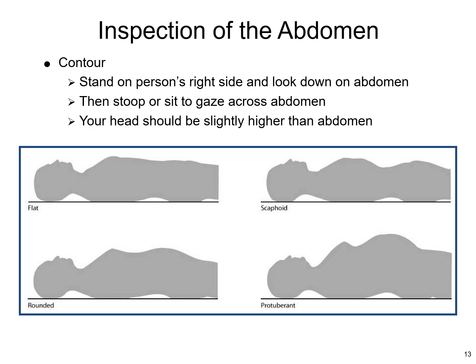So this first picture is of a flat abdomen. Going across to the right side, this is scaphoid. This is where it is really concave. You'll see this on a frail patient, malnourished patient, or just a really thin individual that doesn't have good muscle tone in the stomach area.